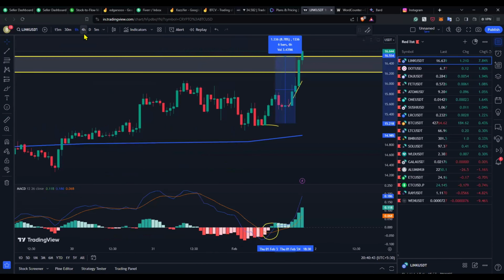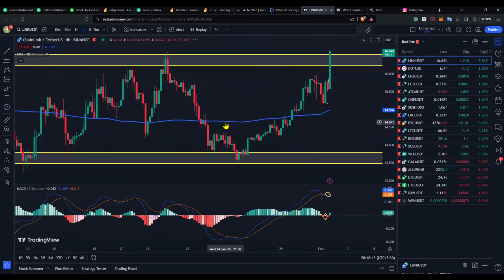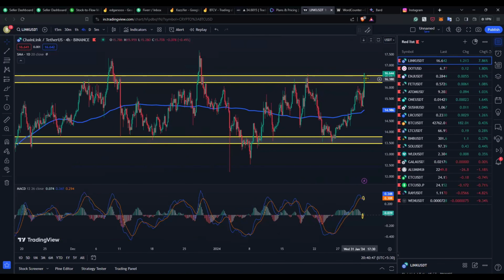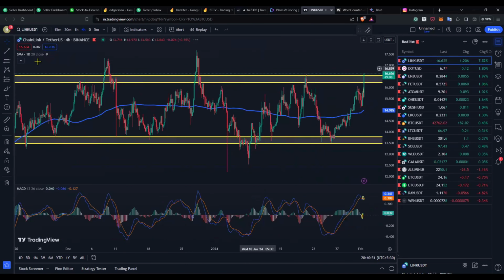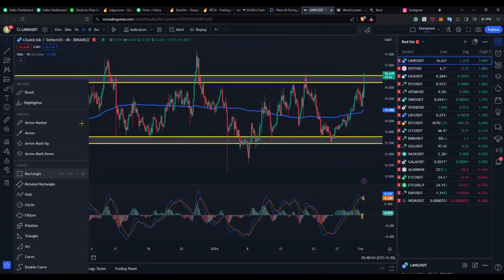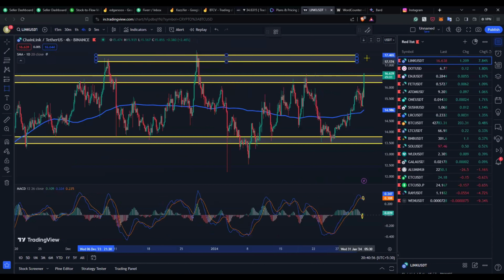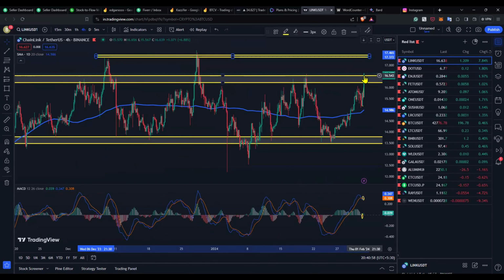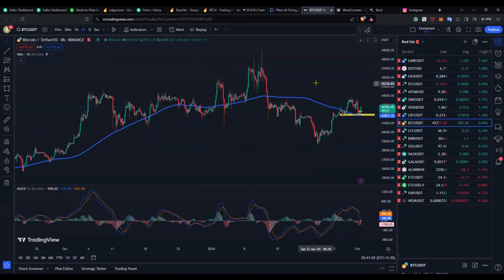Okay, and right now, one more thing you have to understand: the link is actually breaking this particular resistance level. And of course, I can create one more resistance level, which is going to be the actual higher one, which is actually this one. So I think the BTC, I mean, the link might touch this level and then it will come back down. Okay, and BTC is also moving.